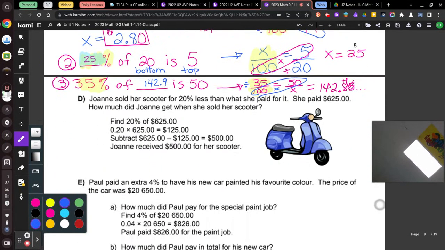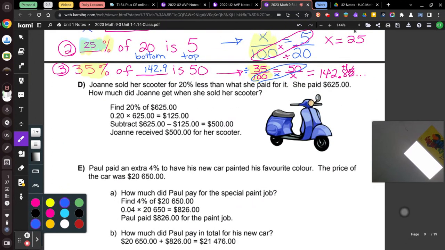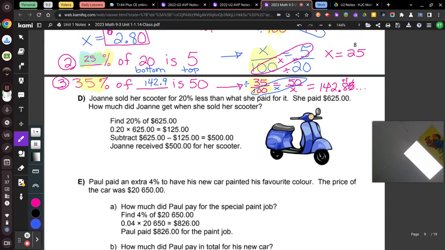All right, now we're going to look at example D. So turn your page. Example D. I'm confused with this last one. Okay. 35% of 142.9 is 50? Yep. That's what it says. It's saying 35% of that big number is 50. So if I did 50 divided by 142.9, I'm going to get 0.35. If I times that by 100, I get 35%. Gotcha. Thank you.